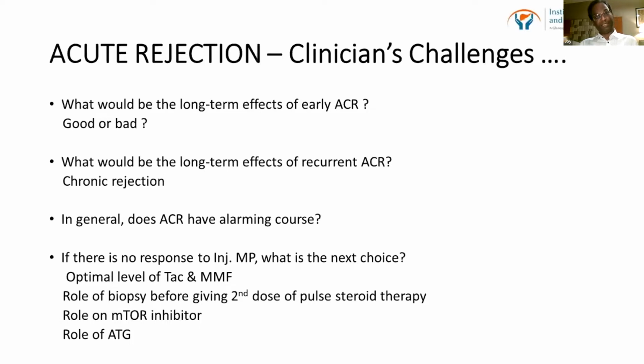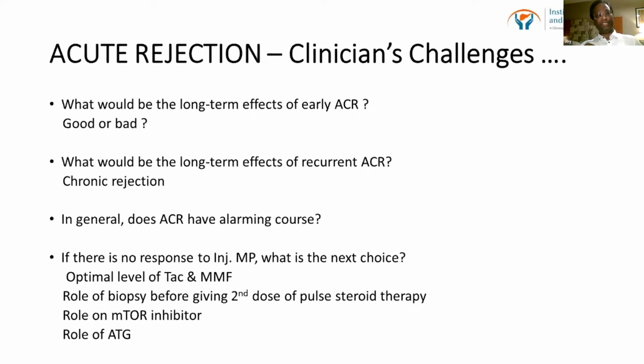So as a clinician, whether it is an early ACR or a late ACR, we should treat the patient. And if you look at the long term, there is no proof of any long-term benefit from that immunity. What will happen if the patient has recurrent ACR? We are giving the optimal dose of tacrolimus and maintaining adequate immunosuppression. But even though they have good compliance with the drug, if ACR is coming again and again, there are more chances to go into chronic rejection.